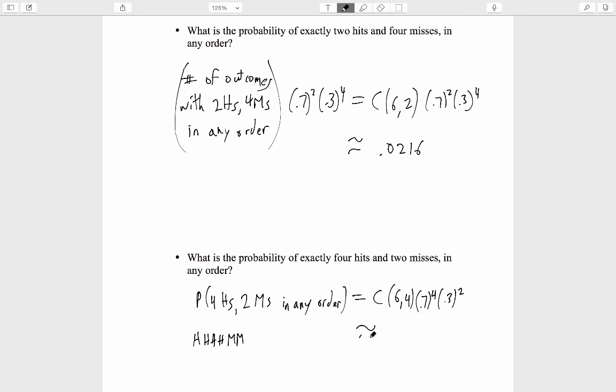That total probability turns out to be approximately 0.3241. The probability of 4 hits and 2 misses is much greater than the probability of 2 hits and 4 misses. That makes sense because we're talking about a shooter who is a pretty good shooter. Certainly a better than 50-50 shooter.